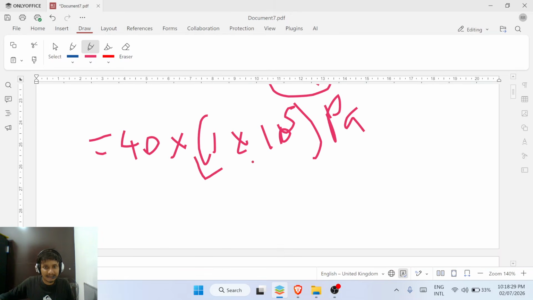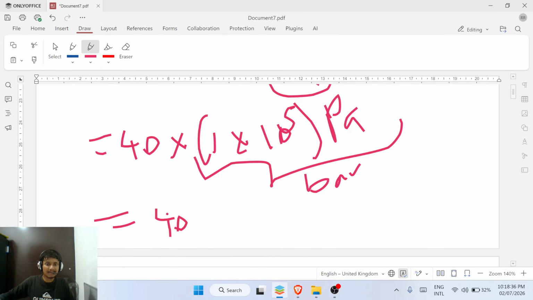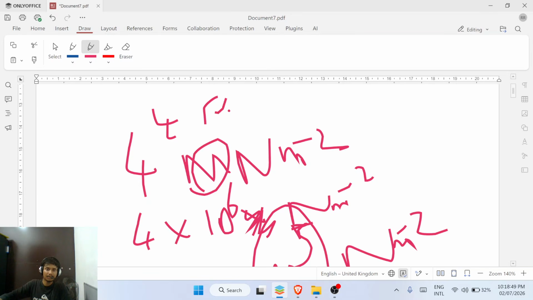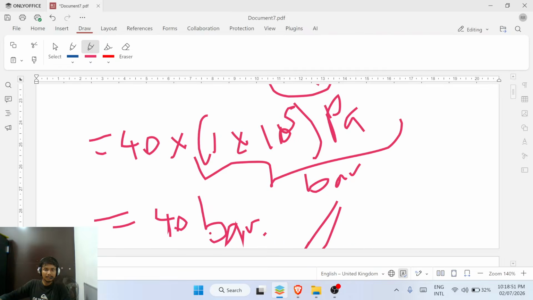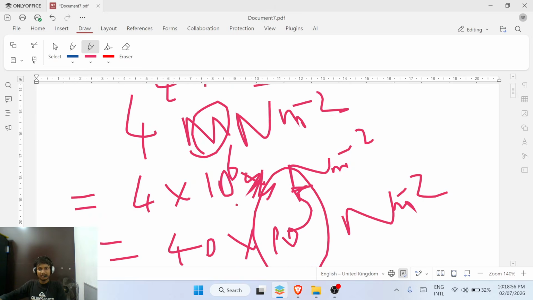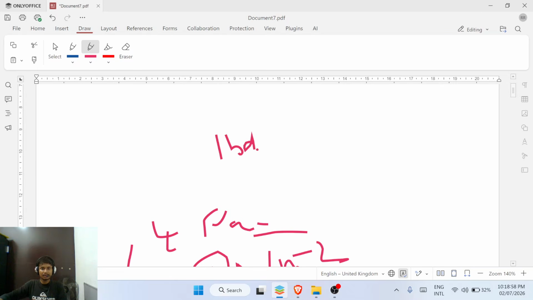Therefore, we can substitute bar instead of 1 into 10 to the power 5 Pascal. Therefore, 40 bar. This is the main thing we discussed yesterday. 4 mega Newton meter minus 2, or 4 MPa, is equal to 40 bar. That is the main thing we have discussed. We have to memorize only one thing: 1 bar is equal to 10 to the power 5 Newton meter minus 2, or Pascal.